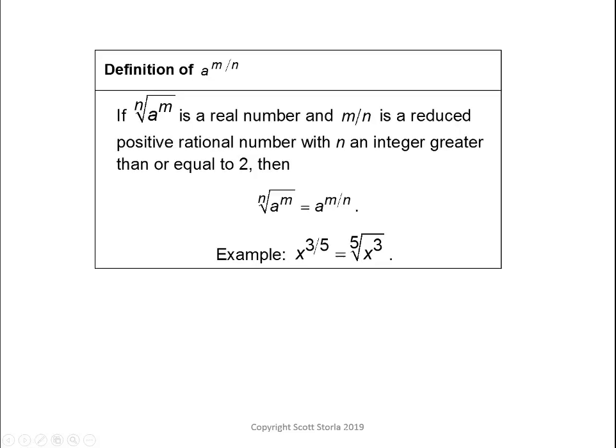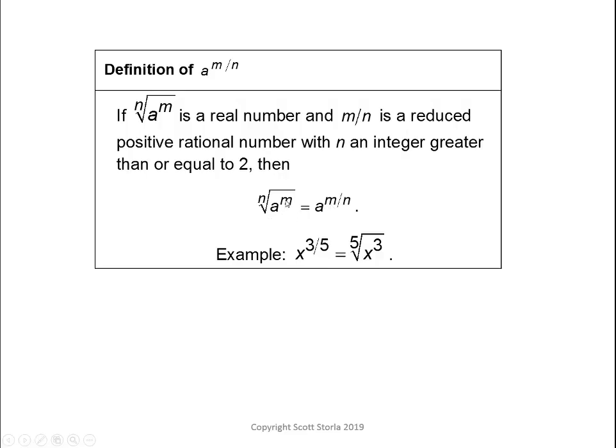Here's the definition for rational exponents. There's a couple of very important points here. For instance, you have to make sure that the rational exponent is reduced. It doesn't have any common factors. And n needs to be an integer. That is, this index has to be an integer greater than or equal to 2. But as long as that's true, then you can rewrite from radical form to exponential form.